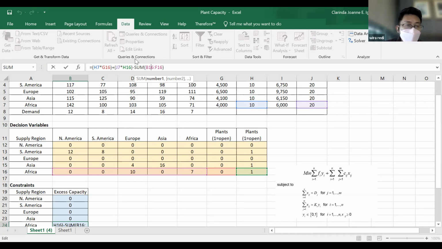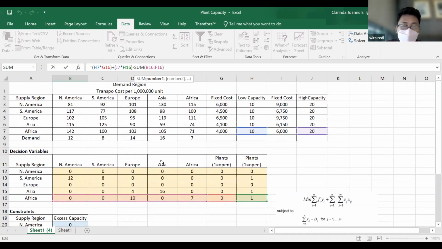The facility that you are using to serve Africa is the second facility, right? The one that has high capacity, with a fixed cost of 6,000. So the demand that goes through that particular facility should be less than or equal to 20. Yes. Okay, so that one will be the middle constraint.